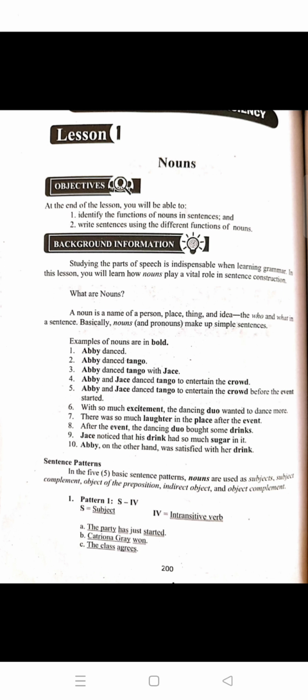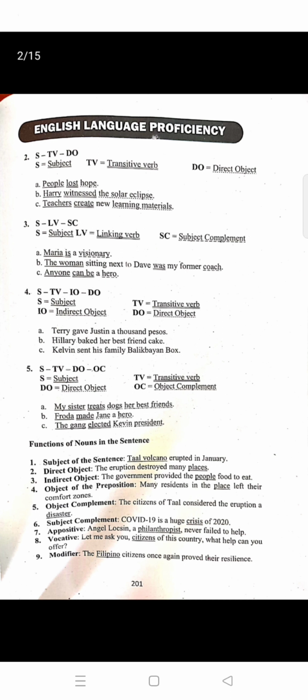So here, an example is the party has just started. Your subject is the party and your intransitive verb is started. Catriona Gray won. That is the SIV pattern since your subject is Catriona Gray and your intransitive verb is won. So that pattern is called SIV, subject and intransitive verb. Another pattern here is STVDO, wherein the sentence is formatted as subject, transitive verb, and direct object.